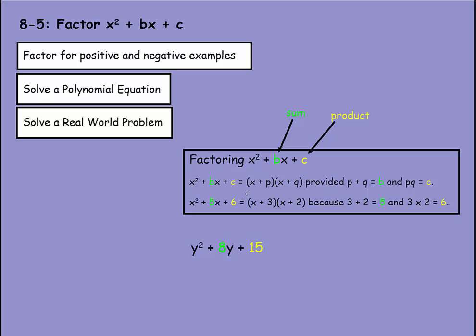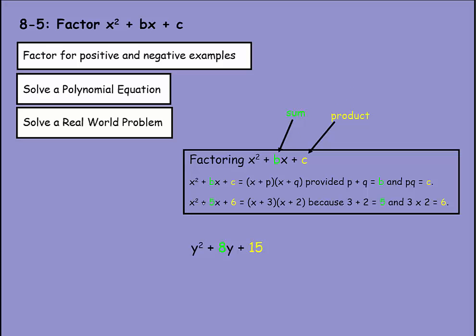Well, when you factor it, it's going to turn into x plus p times x plus q, provided that when you add p and q together, it's going to equal b, and when you multiply p and q together, you get c, which I call b is the sum, c is the product. Let's use an example just to teach that here.